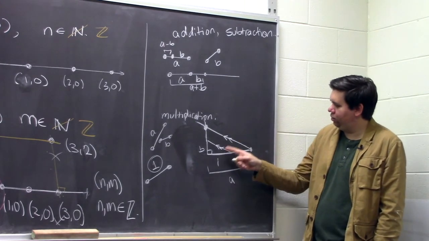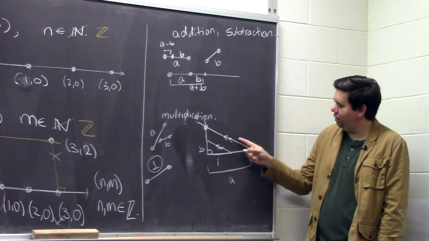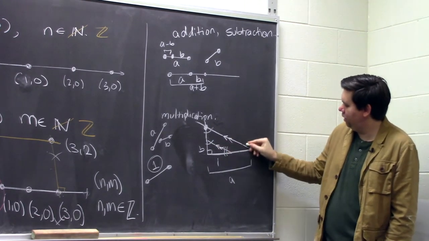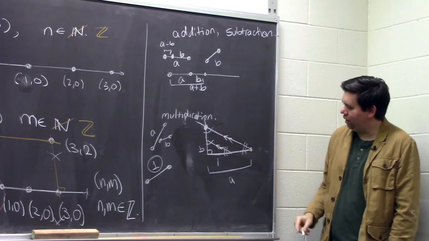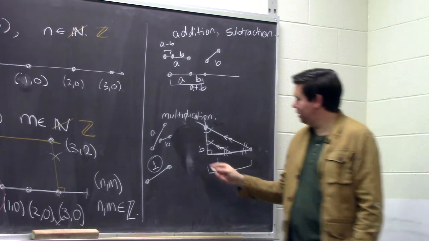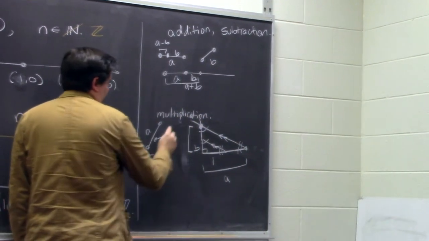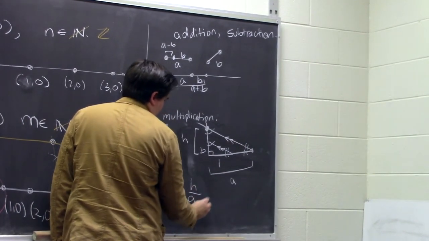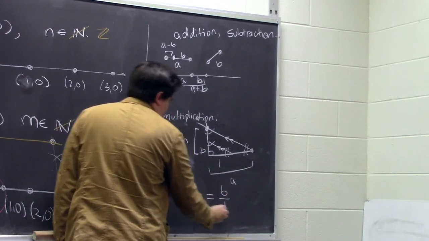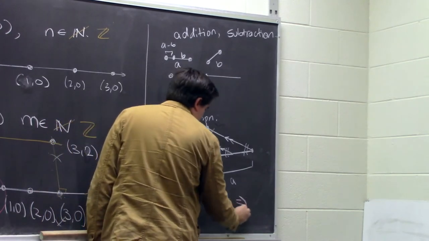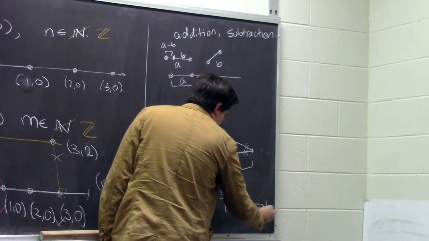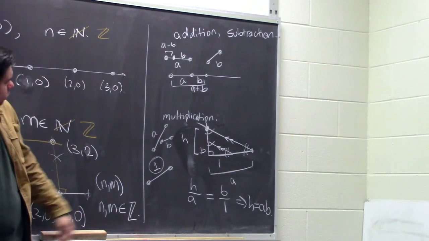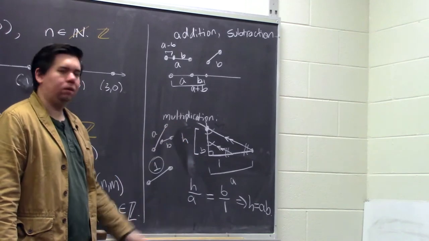Then I claim that these two triangles are similar. They share a right angle, but since these lines are parallel, you know that the corresponding angles are equal. So they're similar triangles. So whatever this mystery height is, the height is to A as B is to 1. So that gives you your height equals A times B. So we recovered multiplication, A times B.